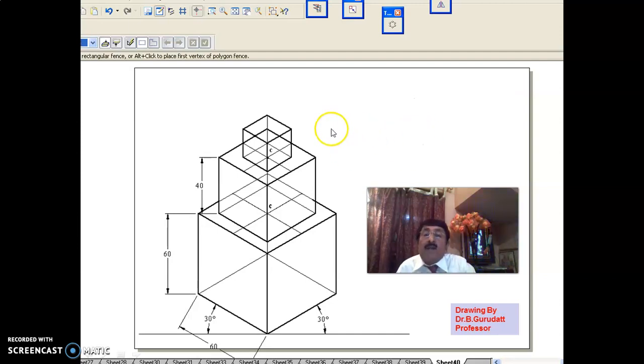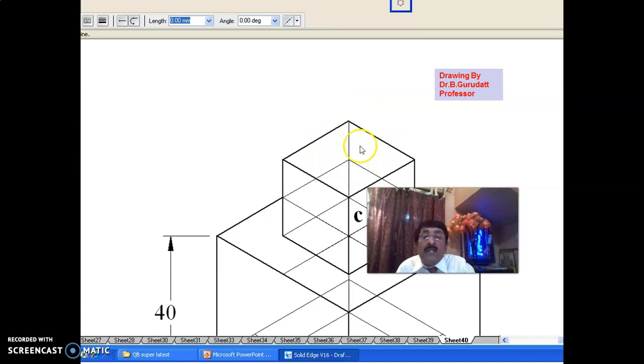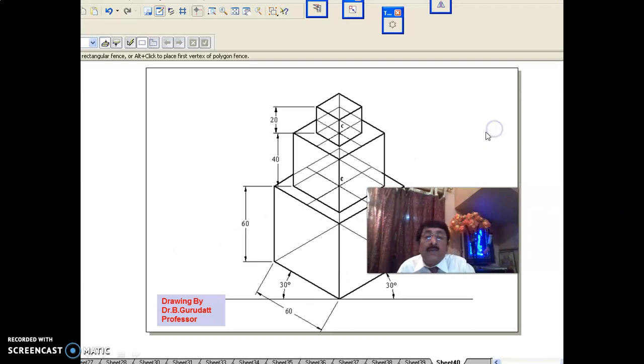Now the visibility is always from the top surface, the top solid. You darken the top surface, left surface, and right surface, and make the back portion light. I have made the back portion light, and the top surface, left surface, and right surface are all seen. Even here, make the back portion light. In that way, from the top, this is fully seen. This back surface is made invisible. This is the isometric view of the three solids, one above the other.